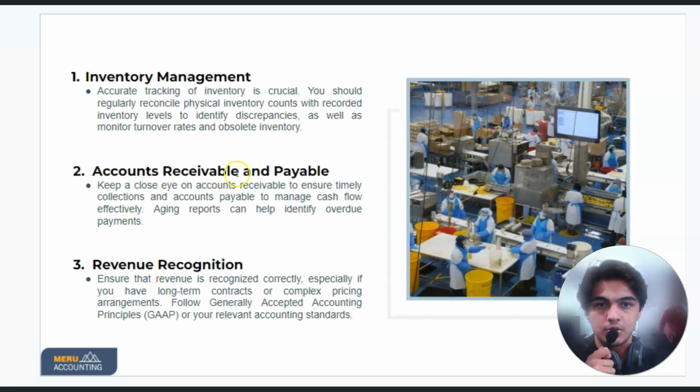Second is accounts receivable and payable. In this you have to keep a close eye on the receivable accounts that you have, and you have to make sure that all the accounts that were outstanding are received by you on time. And also you will need to record the payables to manage your cash flow. You have to record how much amount you have to pay to someone else in your business.